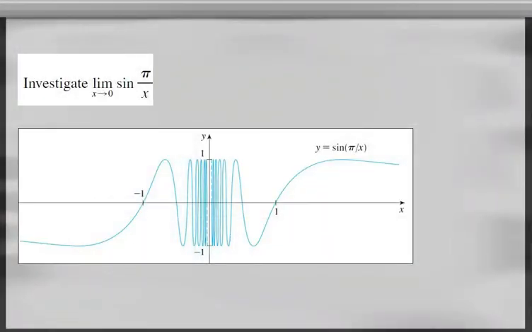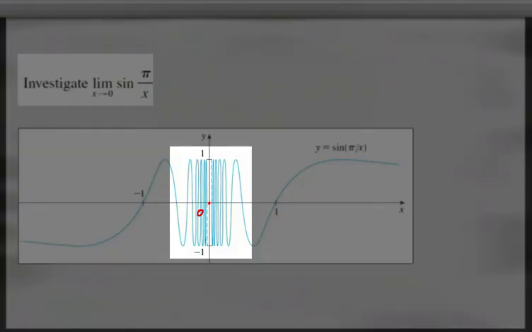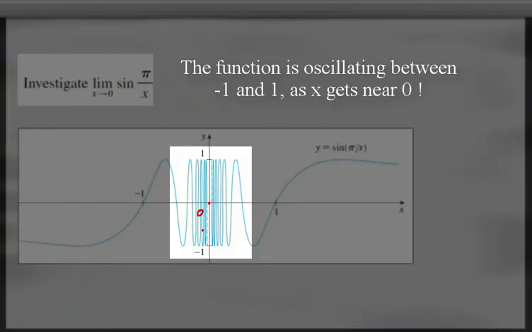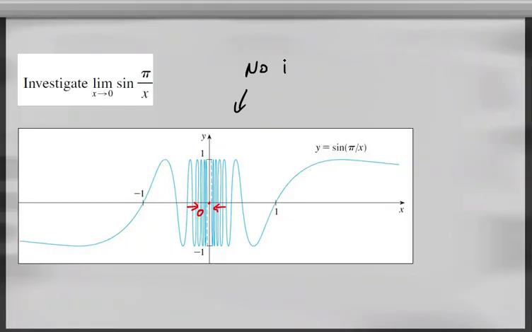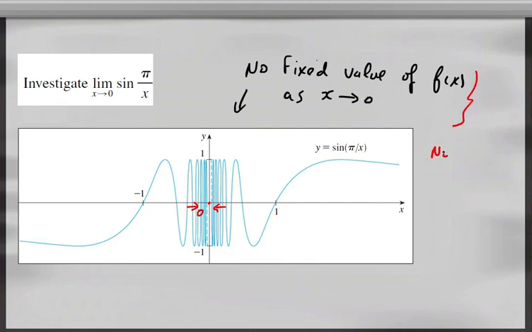To see why this guess is wrong, consider the graphical representation of this function. Look at the behavior of f of x as x is near 0. The function is behaving very strangely. It is oscillating from the left and from the right. So there's no fixed value of f of x as x gets closer and closer to 0, which also means there's no limit.